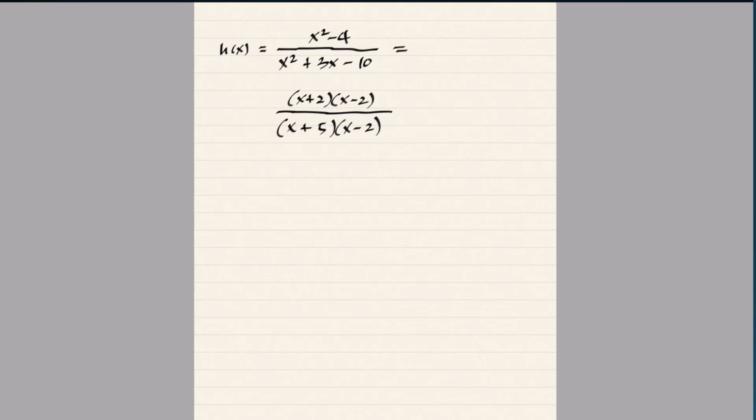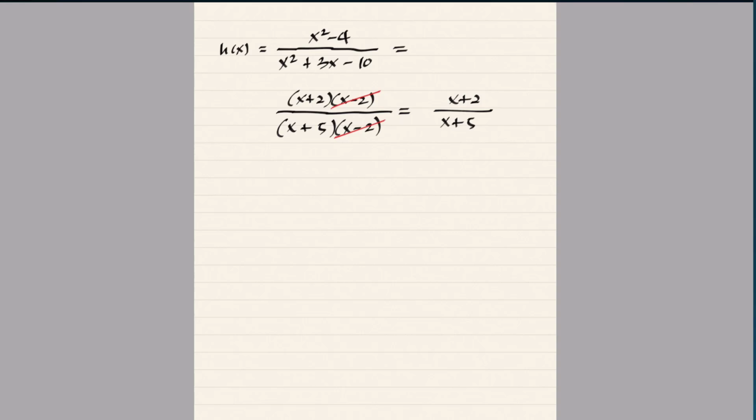And the denominator is just a regular old quadratic. You're looking for two numbers that multiply to make negative 10 and add to make positive 3. And so your choice is pretty limited. It's going to be x plus 5 times x minus 2. Now hopefully you would notice that you have a common factor in the numerator and denominator which can be canceled, namely x minus 2. And so if you do cancel that, you can see that the quantity simplifies to be x plus 2 over x plus 5.